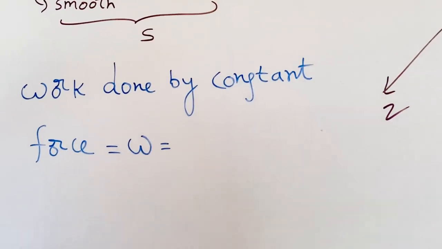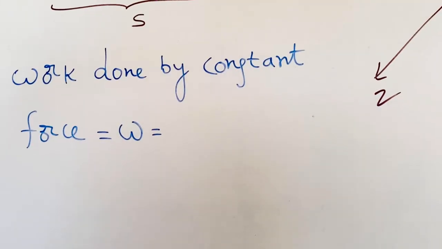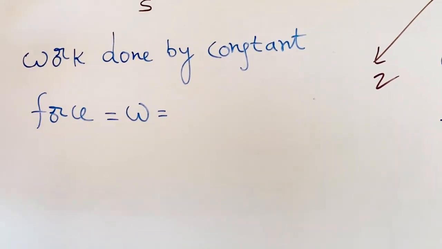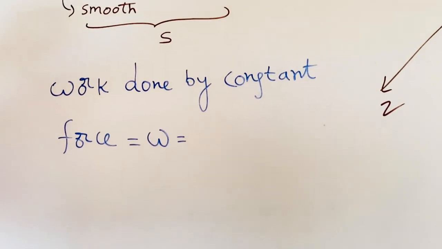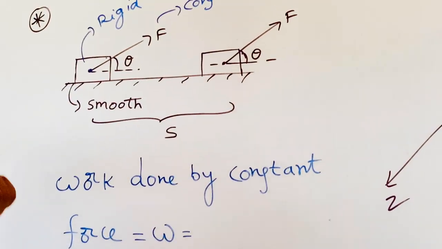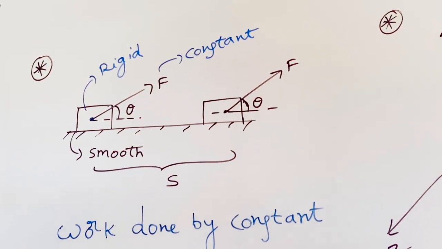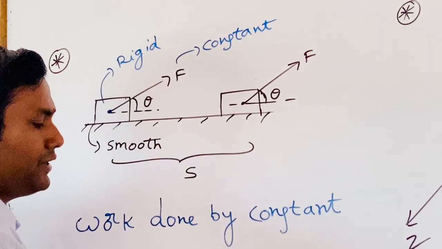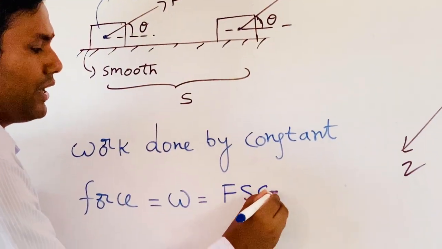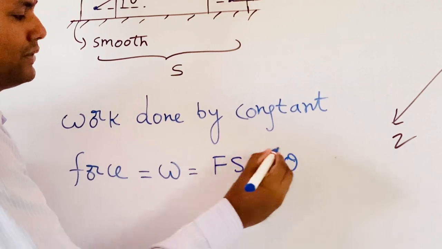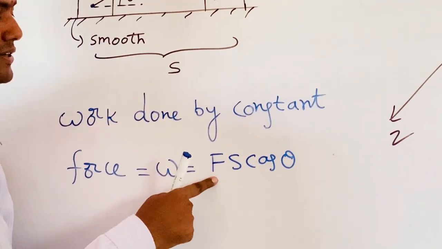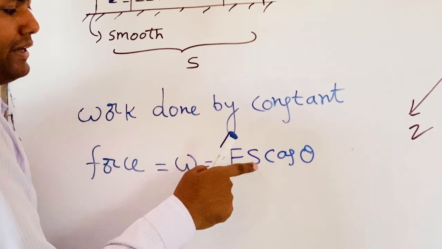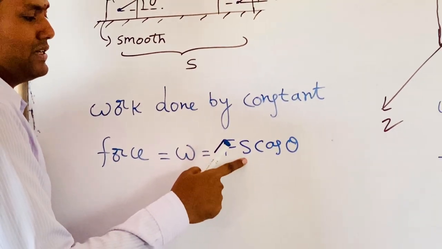At that time, if that force is a constant force, how can you calculate the work done? So I am showing the situation now. In this situation, F is constant and S is the displacement. At that time, how we can define the work done: W is equal to Fs cos theta. So here F is constant, which implies theta is a constant, and S is the displacement.